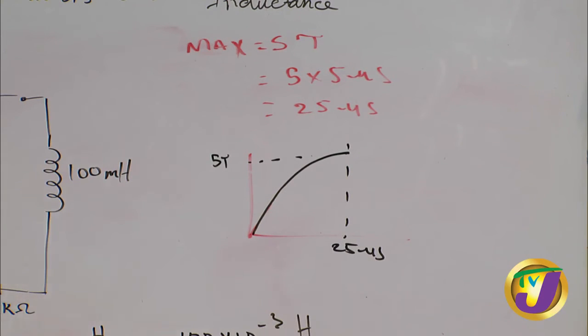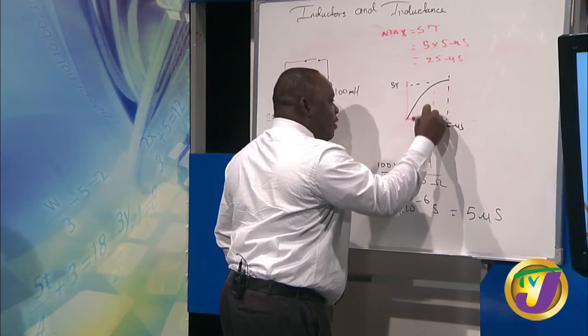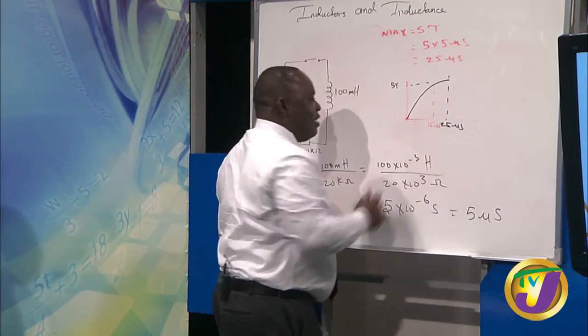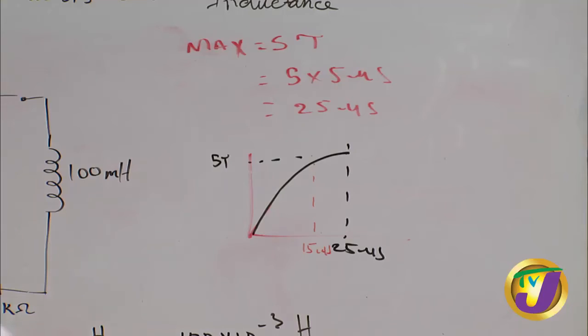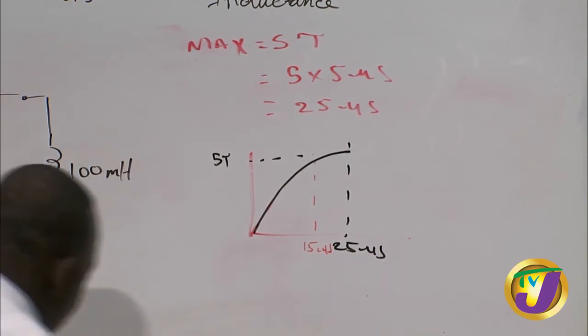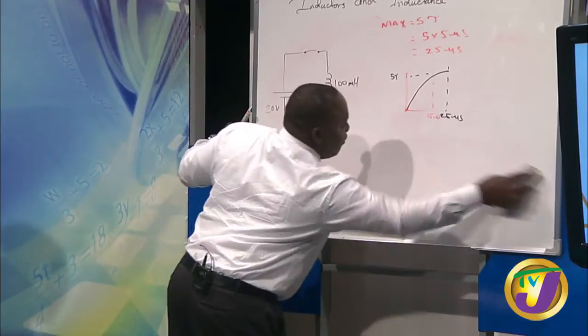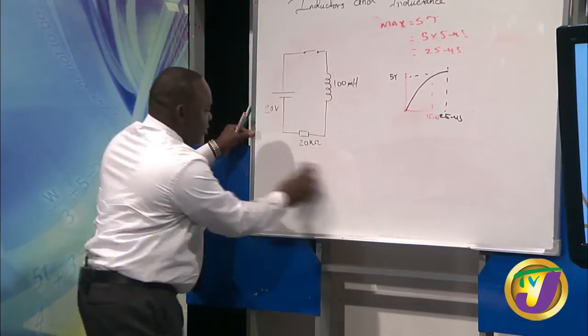Now we're going to be asking what is happening at 15 microseconds. So that is what we're going to be working out now, ladies and gentlemen. Now where is my eraser? Because I'm getting in this little mood now. So let us see if we can actually work out what is happening now at 15 microseconds.